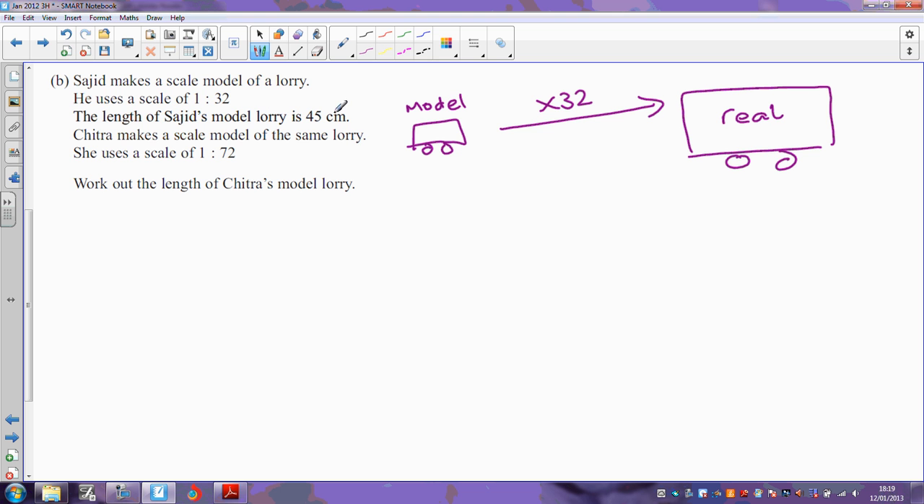So Sajid has made a lorry, and the length of his model lorry is 45 centimetres. I find this easy to understand if I think about what the length of the real lorry would be. Well, the real lorry is just going to be 45 times 32, in other words, 1,440 centimetres long. So the real lorry is 1,440 centimetres long.